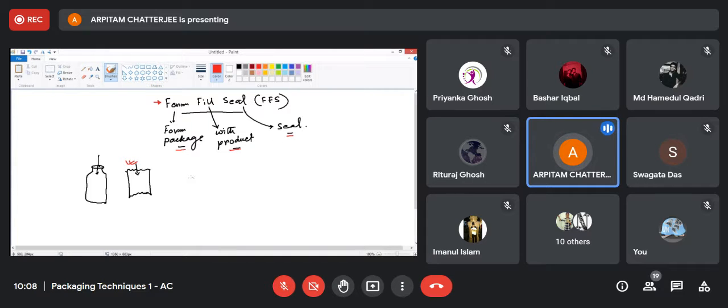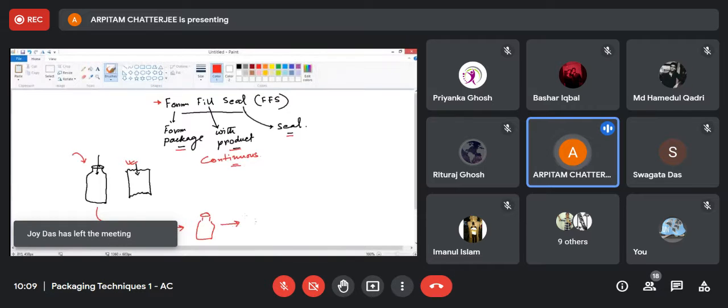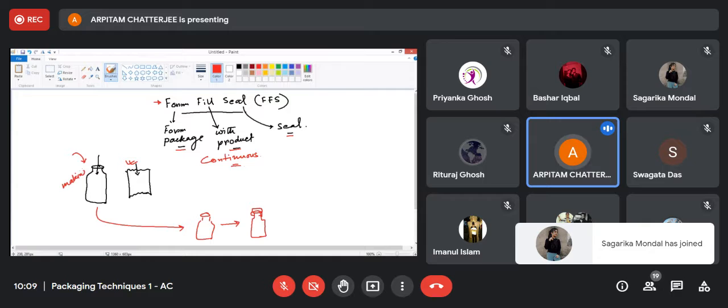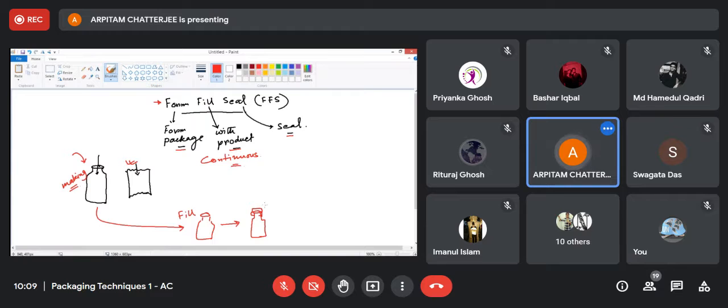That means it is a continuous process. It is not a discontinuous or offline process, like first you make the bottle, then you use a different filling section where it will be filled, and then you have another sealing section where it will be closed with the lid. So in this case you have three different processes: making the package, filling the product, and then putting the lid onto it.